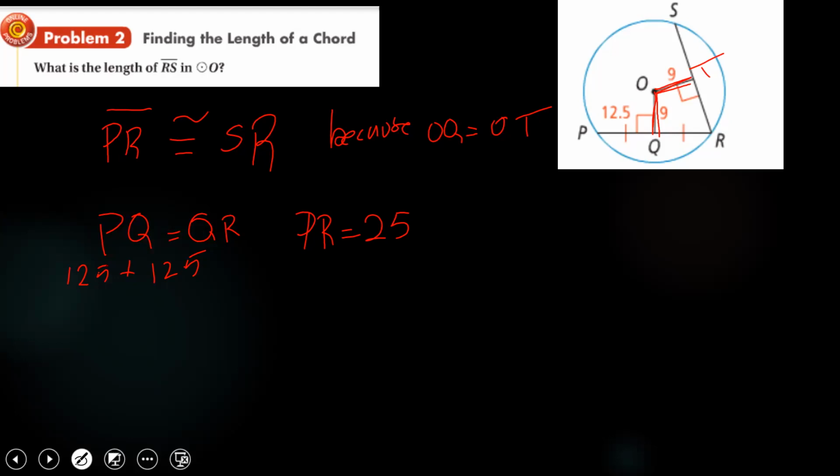Why did I find PR? Because I need to find SR or RS. To find RS, this chord, I need to find PR. Now, if I find PR, I will say that since they have the same equidistance, they are congruent. They are congruent, that means they have the same size. So since PQ is congruent to RS, RS will be 25.